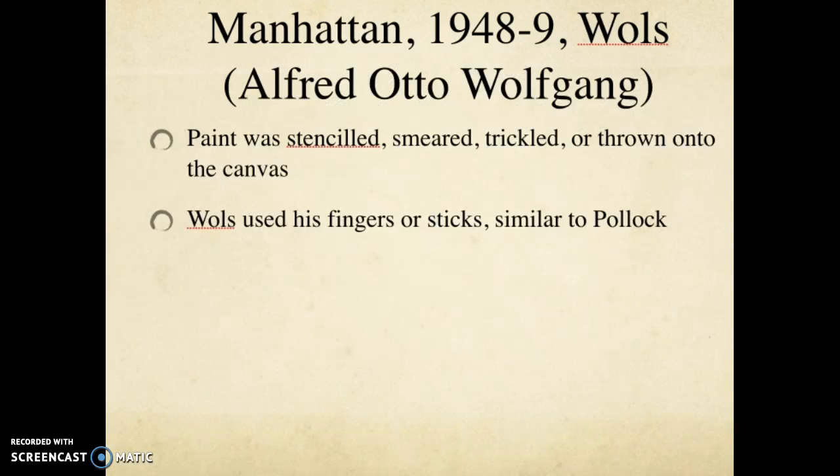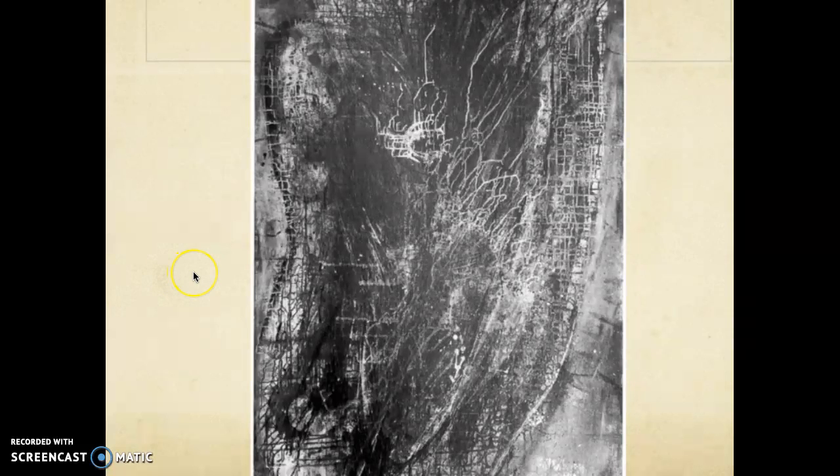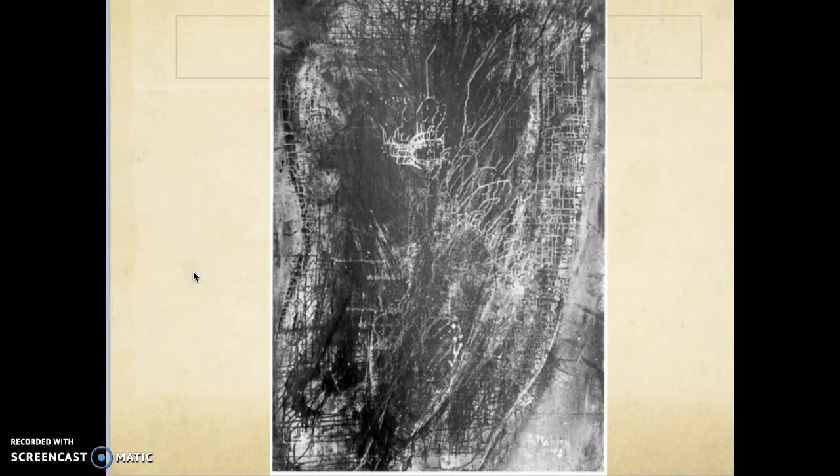This is Manhattan by Wols, who is also Alfred Otto Wolfgang. This piece is sort of map-like. It's making reference to the island of Manhattan, but it also has a sort of frantic nature that makes reference to the technique used by other informal artists. So there's a sort of bodily association that happens through the mark making. This aspect of the map almost appears to be a mouth, etc.